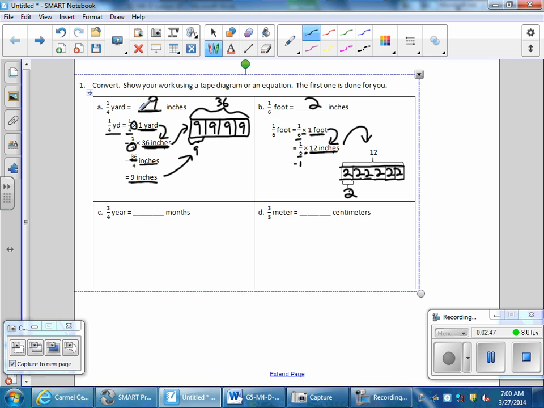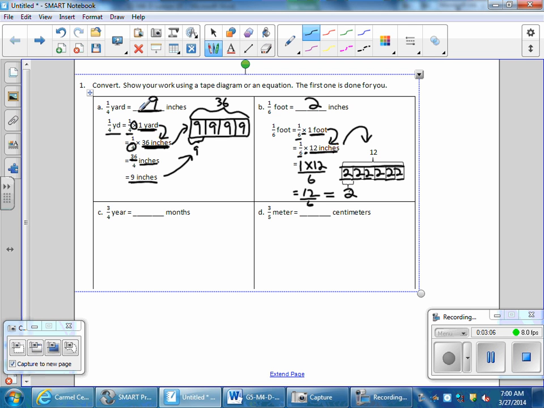One of those 6 is 2 inches. If I was continuing with the equation, I would take the numerator of 1 times 12 divided by the denominator of 6. 1 times 12 is 12, divided by 6 is 2 inches.